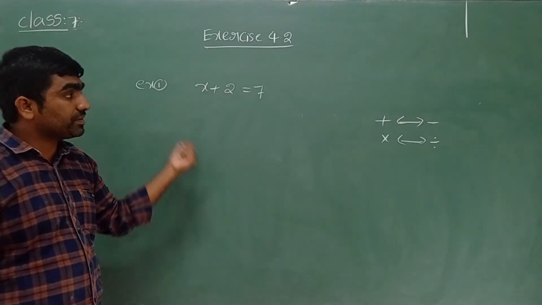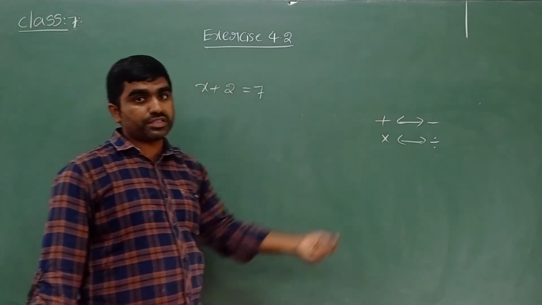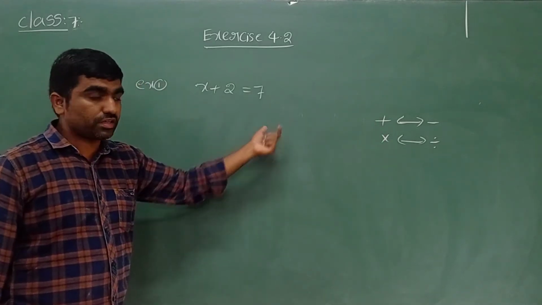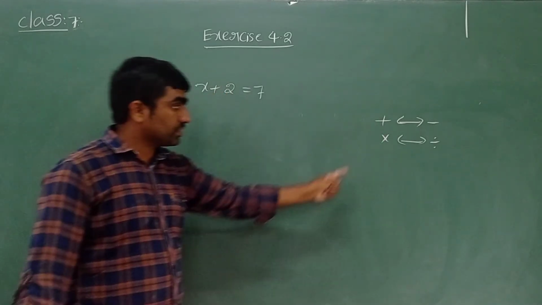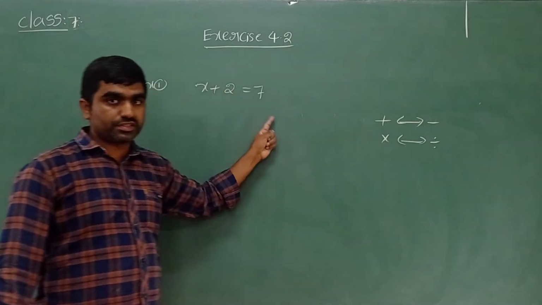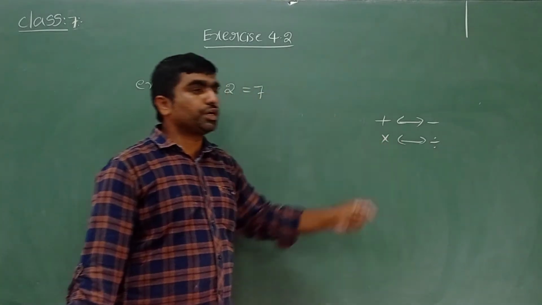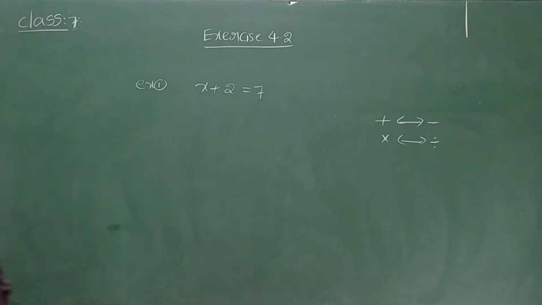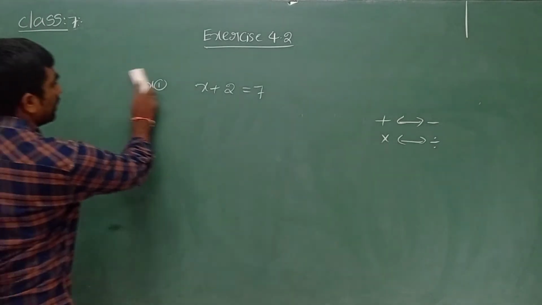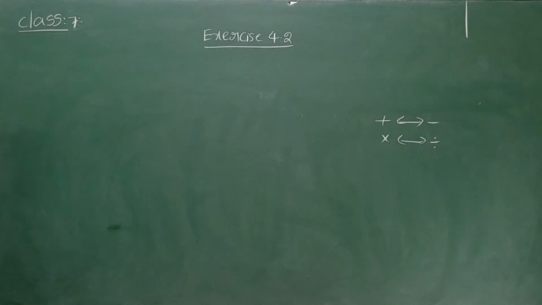Suppose minus 2 is there, then we do the opposite operation: plus 2 on both sides. Suppose multiplication by 2 is there, then division by 2 on both sides. Suppose division by 2 is there, then its opposite, multiplication by 2, on both sides. Like that we can simplify and find the solution by using the method of balancing.